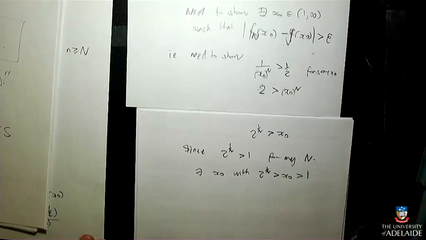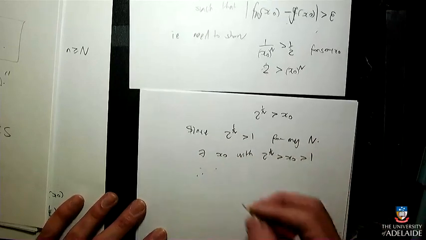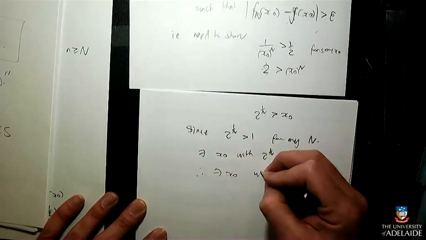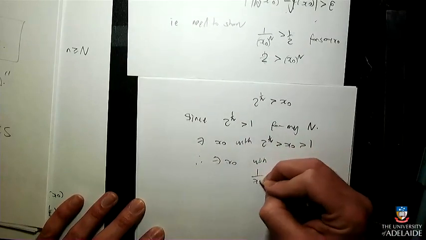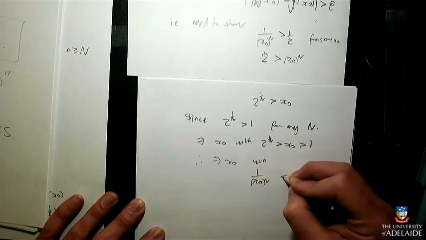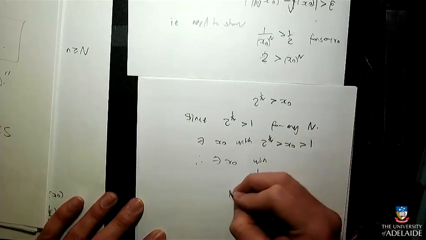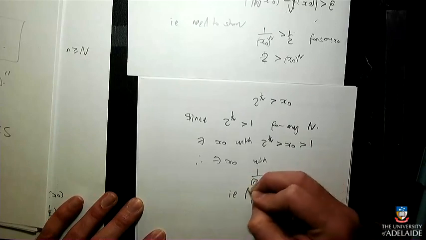Sorry, since 2 to the 1 on n is more than 1 for any n, there is a number between it and 1. Yeah. The nth root of 2 is never equal to 1, and it's always more than 1. So no matter what it is, there's something between it and 1, and therefore we have found the x we want. And so therefore there exists an x naught with 1 on x naught to the n is less than epsilon, i.e. with f_n of x naught.